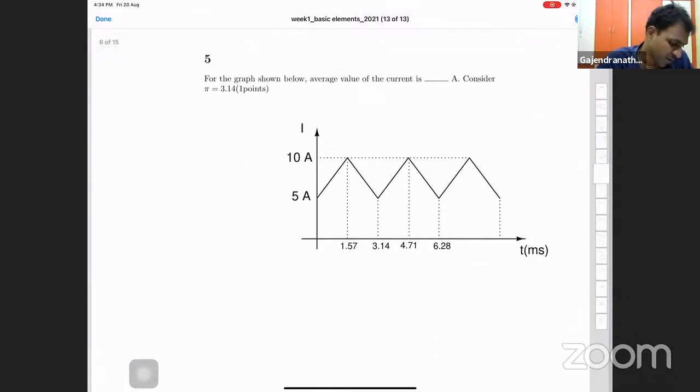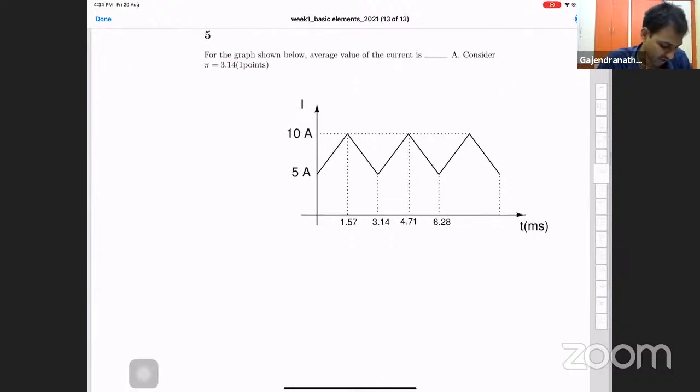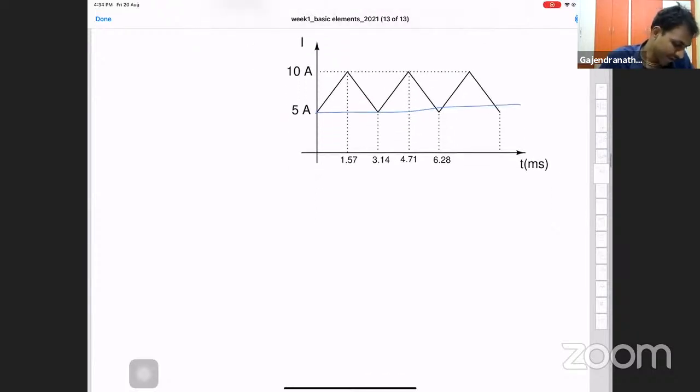For the graph shown below, the average value of the current is, so we want to find the average current in this. If you see in this curve, we have a DC quantity, constant, and on top of it there is a triangular wave running. So I can basically break this waveform into 2 pieces.